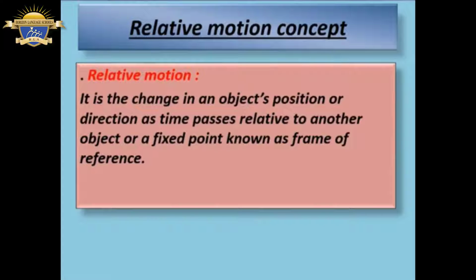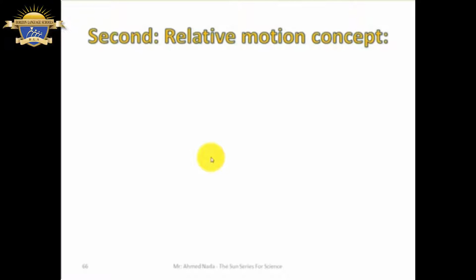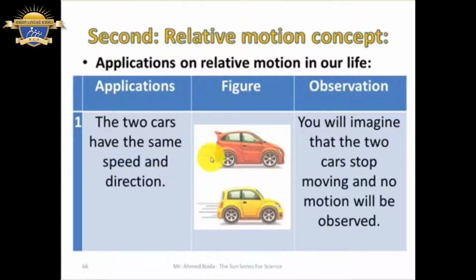What is the frame of reference or reference point? It is a fixed point used to determine the object position or to describe its movement. To know the meaning of relative motion, let us study the following applications.